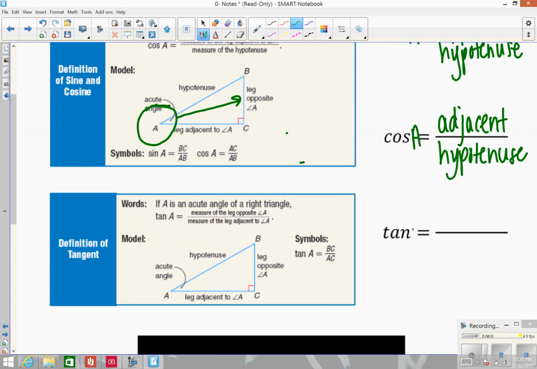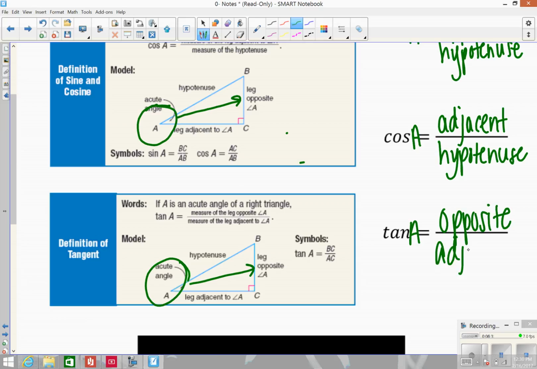So tan, if I say tan of A, meaning I'm starting here, this is going to be my opposite. So tangent stands for the opposite over the adjacent. So it's the ratio of the opposite side to the adjacent side with respect to that acute angle. So again, if I say tell me tan of A, I mean take the opposite and divide it by the adjacent.